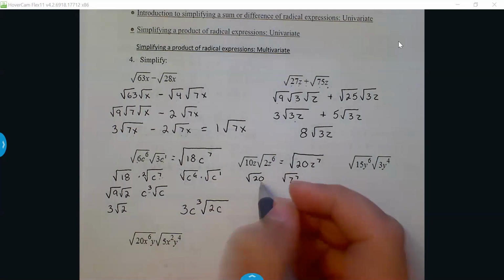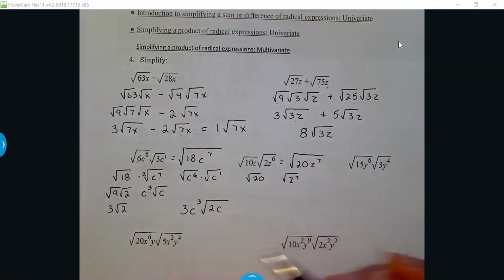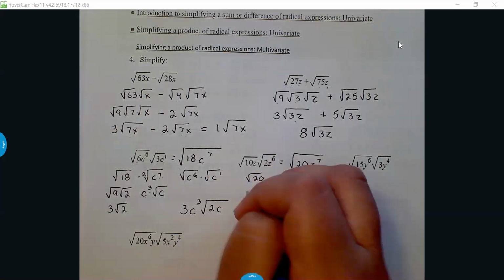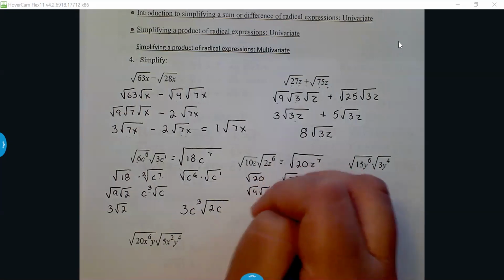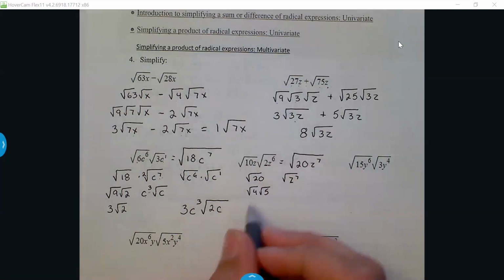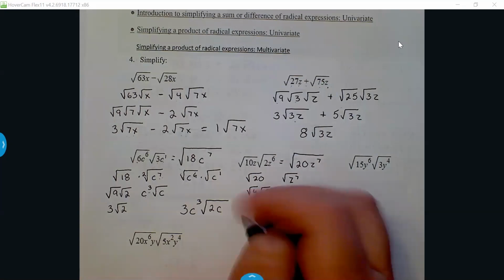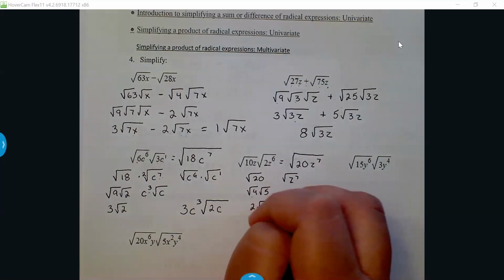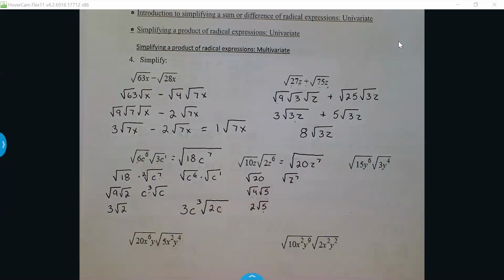The square root of 20. What is the largest perfect square that goes into 20? It's just 4. So the square root of 20 becomes the square root of 4 times the square root of 5. The square root of 4 is 2. So I have 2 times the square root of 5.